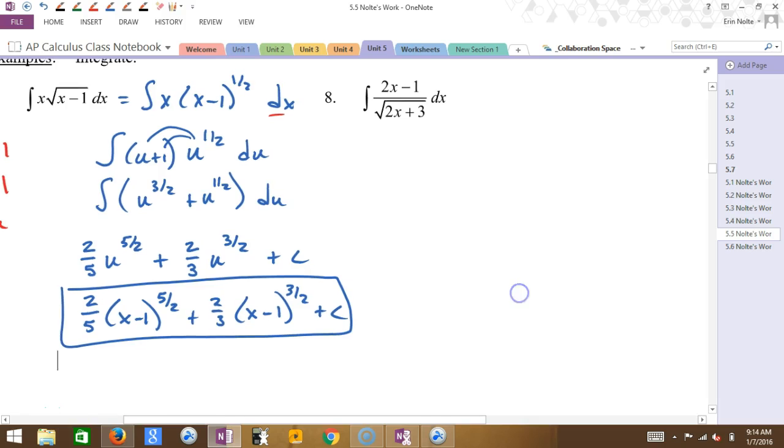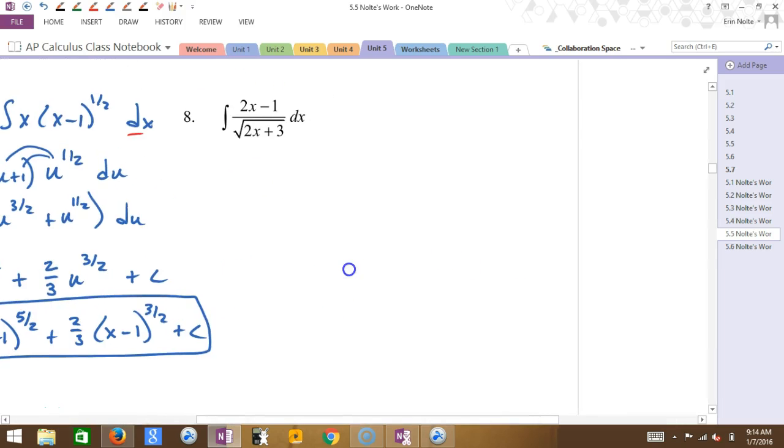Okay, so let's do question number 8. This one is a little bit more complicated, but not a ton more complicated. Okay, the first thing I'm going to do is just simply rewrite it so that I write it as a product. So this is going to be 2x plus 3 to the negative 1/2 dx.